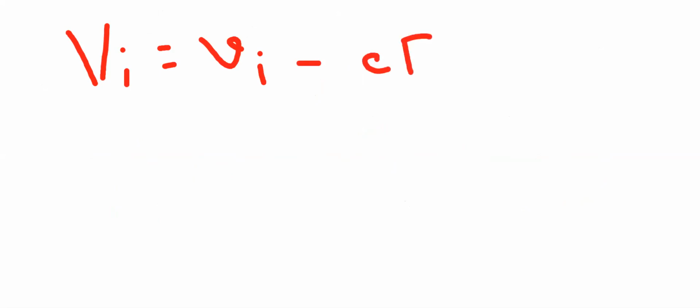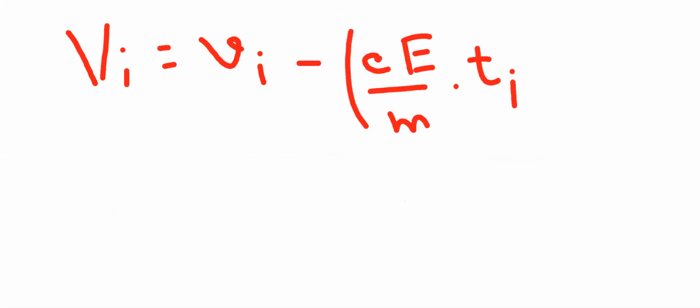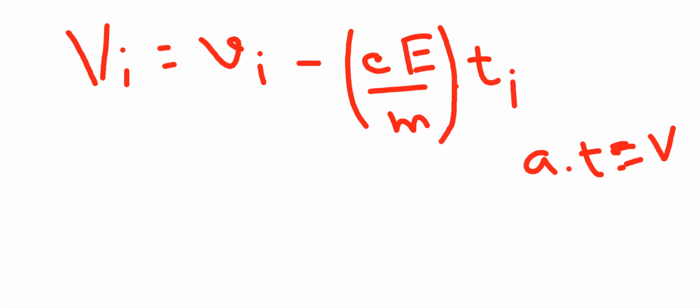What I am writing is that vi, that is equal to vi, that is the initial velocity in the absence of electric field, minus eE upon m into ti. This bracket term is the acceleration. So if you write acceleration into time, this will give you velocity.